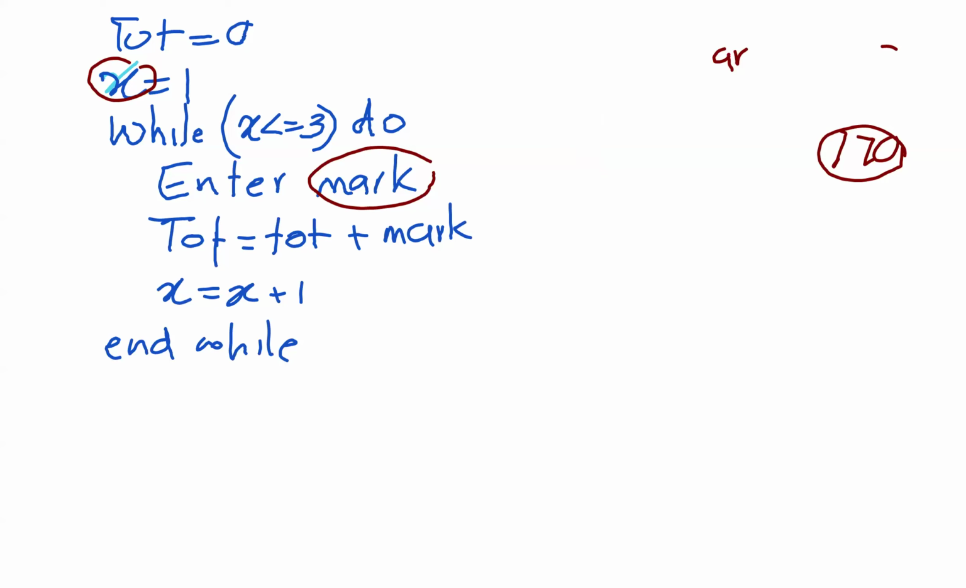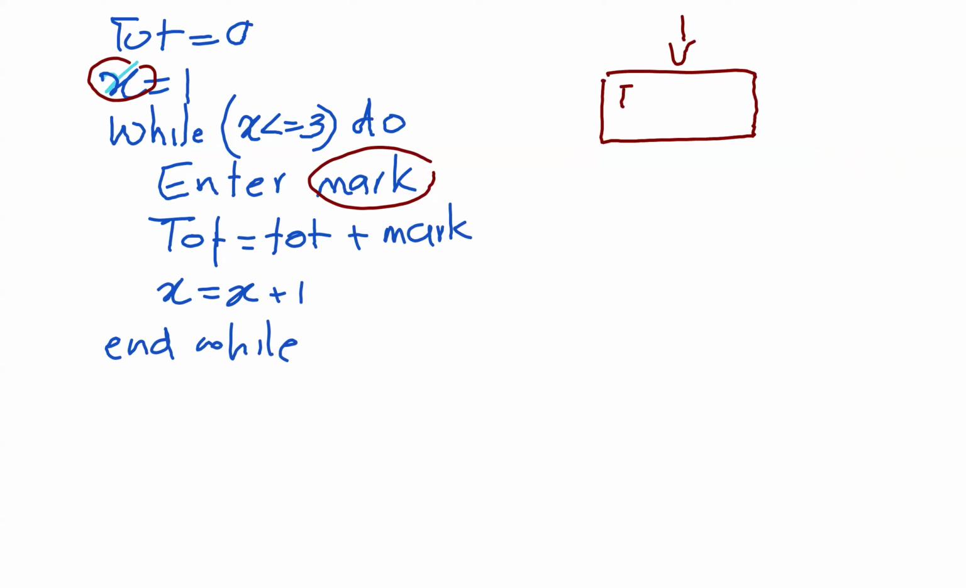Then how to draw the flowchart here? Actually, I'm going to draw the segment of this program. So I'm not going to say this is start or end or anything. Total equal 0, x equal 1.